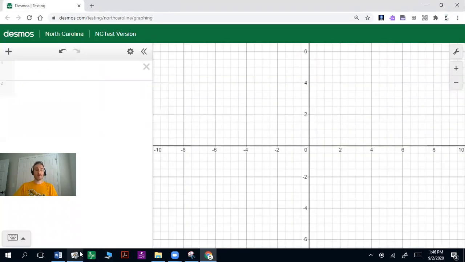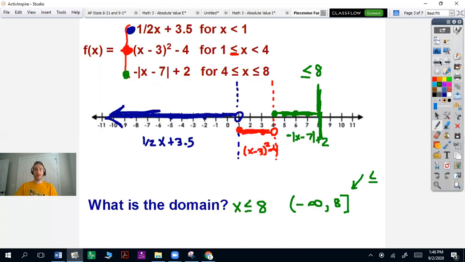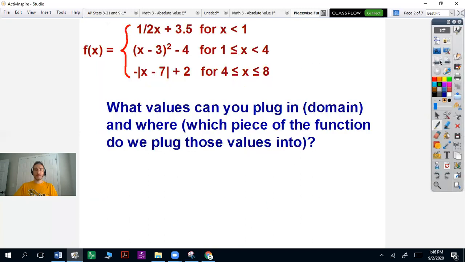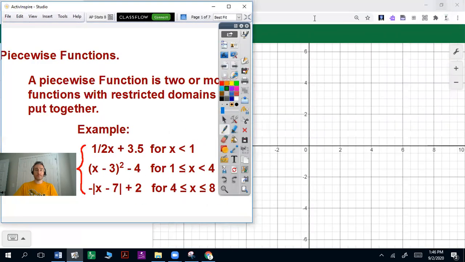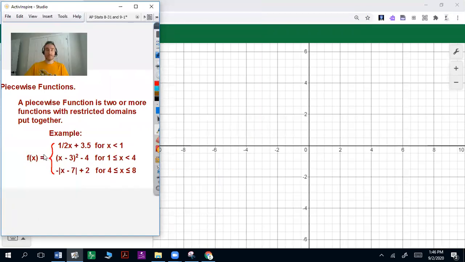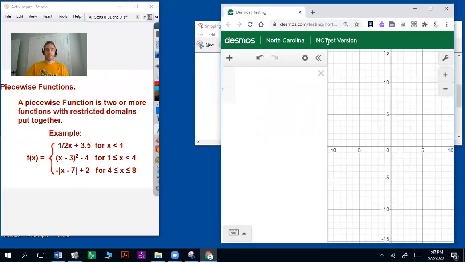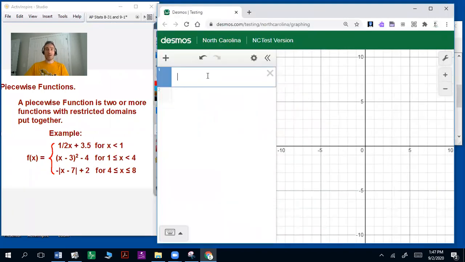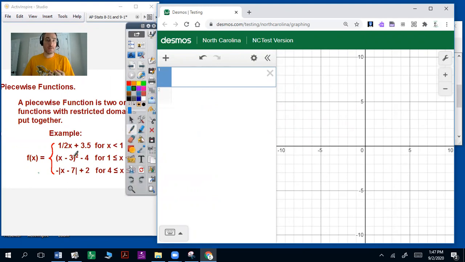So the way that you graph a piecewise function using Desmos, I want everybody to open up Desmos and do this with me. So we're gonna have three separate functions to enter into our graph. Now, the name of this entire function is f of x, but due to the fact that we have three different entries, we're gonna wanna name them all differently.